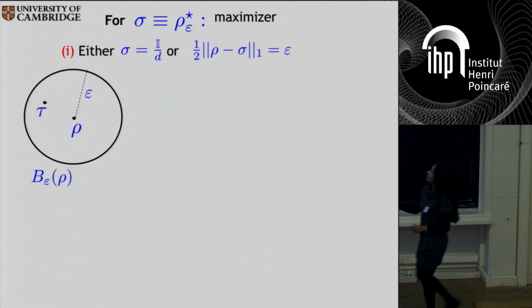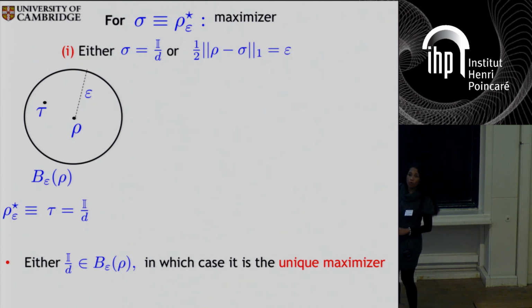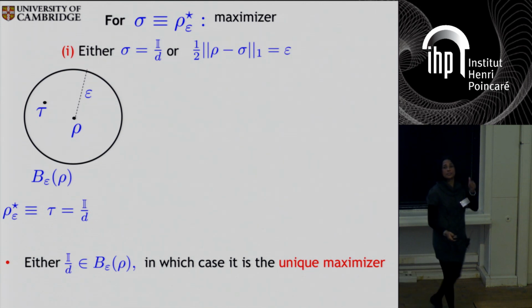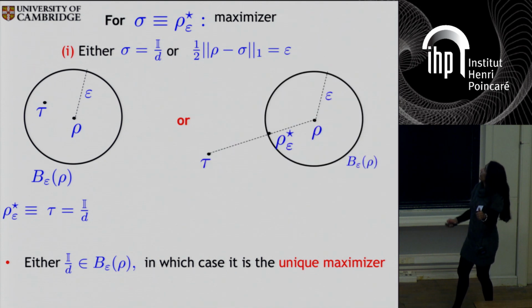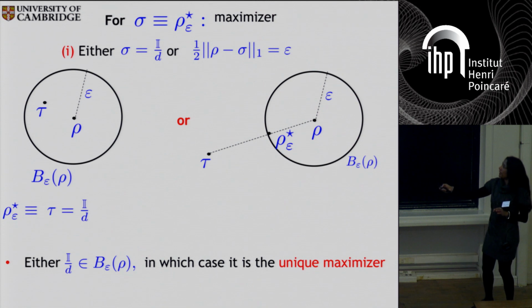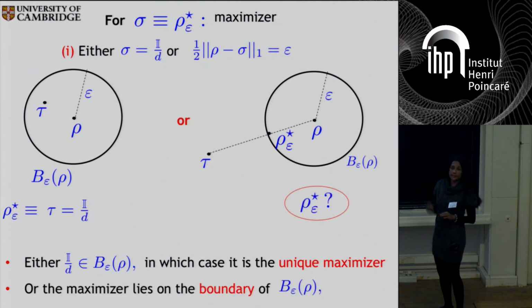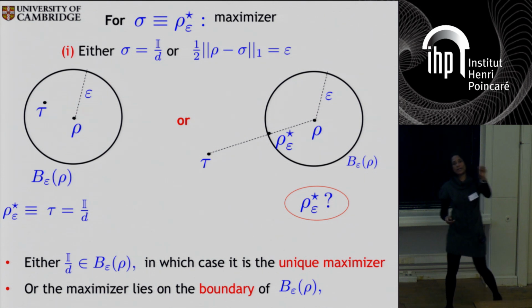So let's interpret this. That means we call tau the completely mixed state. So either the completely mixed state belongs to the ball, in which case it is the maximizer and it is the unique maximizer, or it does not belong to the ball, in which case this holds. That means the maximizer sigma, which is the same as rho upper star epsilon, lies on the boundary. So this is what we get from the first clause of the theorem. Either it's the completely mixed state or it's a state lying on the boundary. But in that case, what is the state? We don't know it yet. And that is given by the second clause of the theorem.